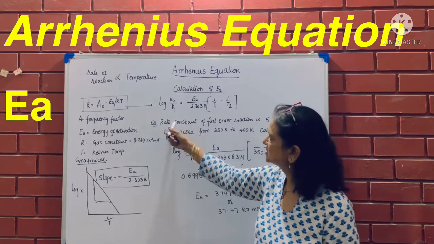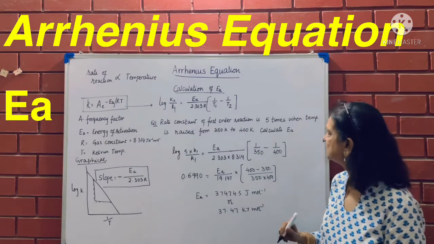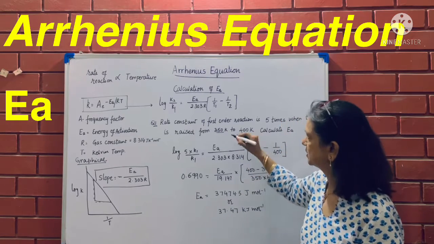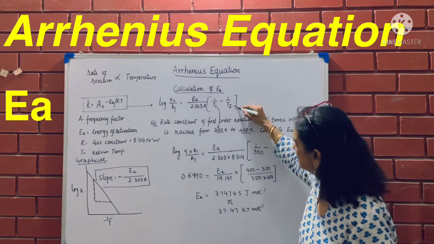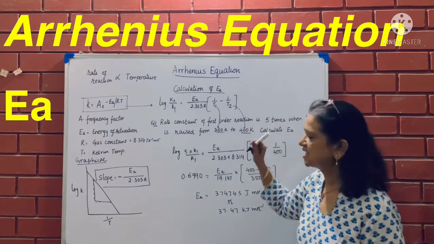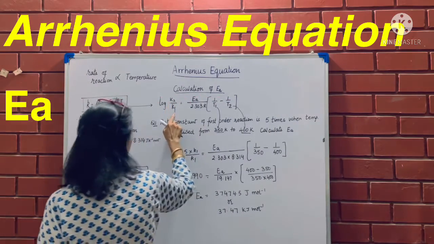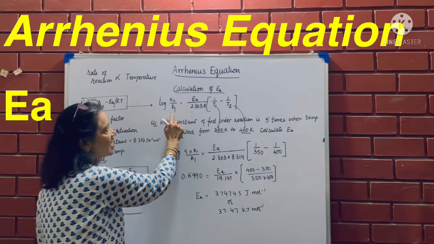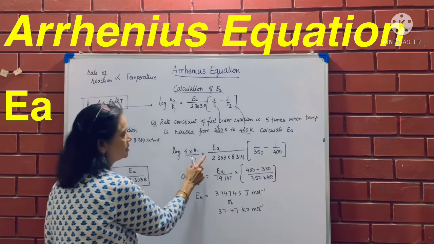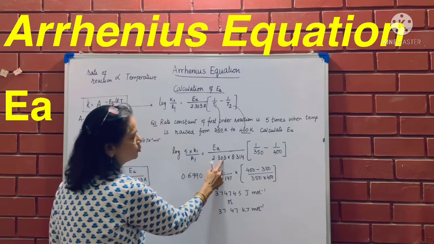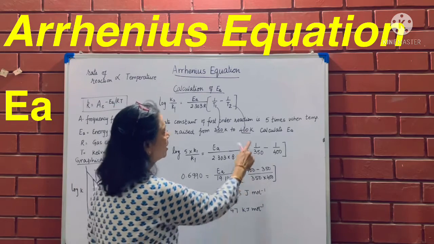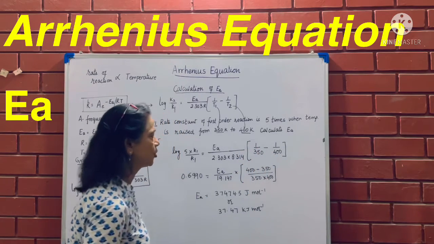Now suppose the question is: the rate constant of a first order reaction becomes 5 times when temperature is raised from 350 to 400. So T1 becomes this, T2 becomes this. Now the rate constant is 5 times, so I use this formula with K2 and K1. K2 becomes 5 times K1. So 5 times K1 upon K1 is equal to Ea upon 2.303 into R, whose value I am taking as 8.314, into 1 upon 350 minus 1 upon 400.